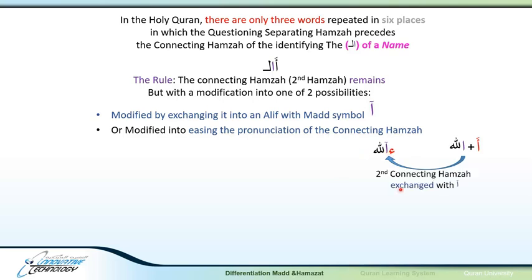Allah. The second connecting hamza is exchanged with an alif with mad. Allah. The second possibility, with the same Allah, can be pronounced differently. Allah. We call this easing of the second connecting hamza. So we had 2 options. The first one is mad, Allah, and the second one is easing, Allah.